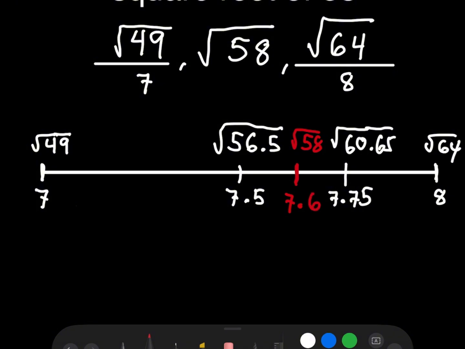So therefore, the square root of 58 is approximately 7.6.